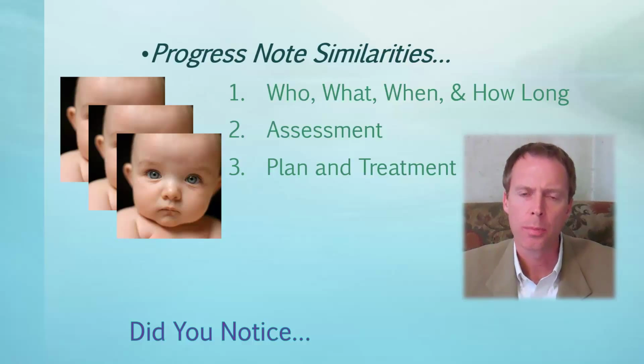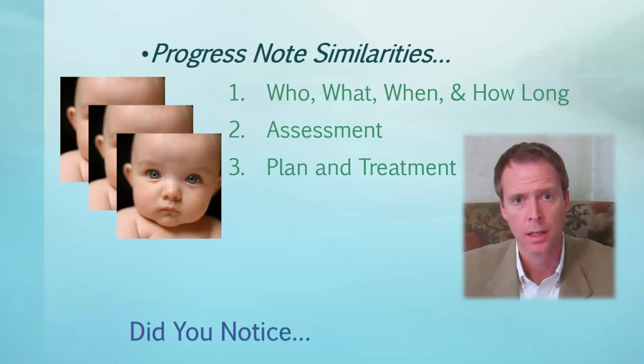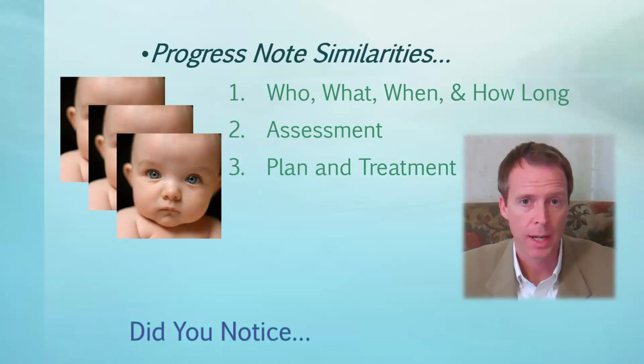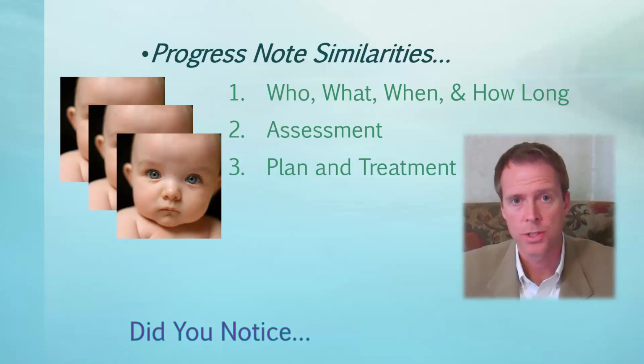Did you notice that all progress note types handle who, what, when, and how long the same way? They also handle A, or assessment, the same way. And P, or plan in SOAP or DAP formats, is the same as T, or treatment in the DART format, and they're always at the end. No progress note type is any better or worse than any other type.